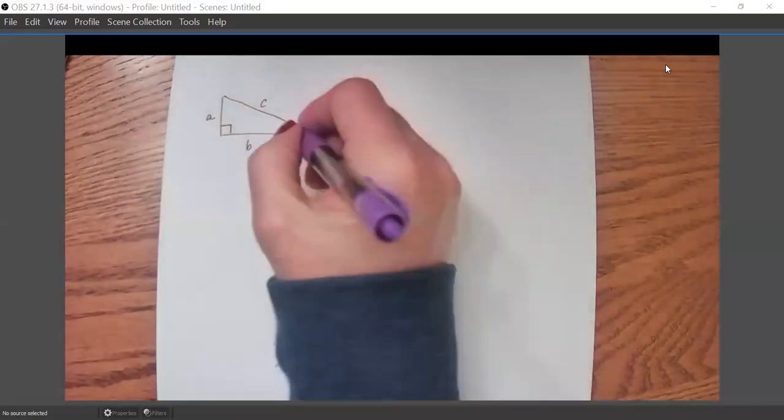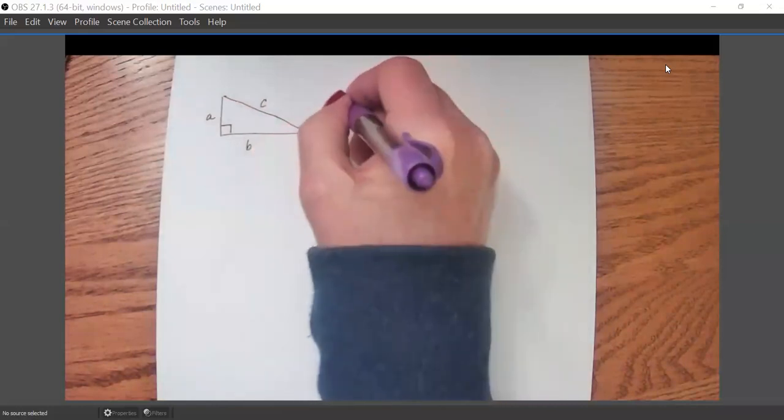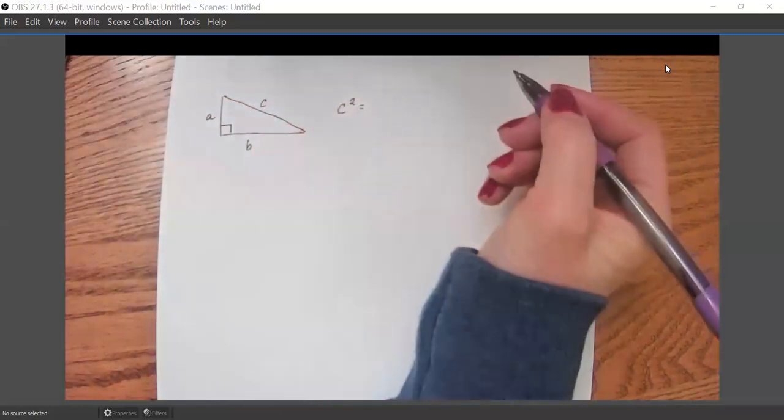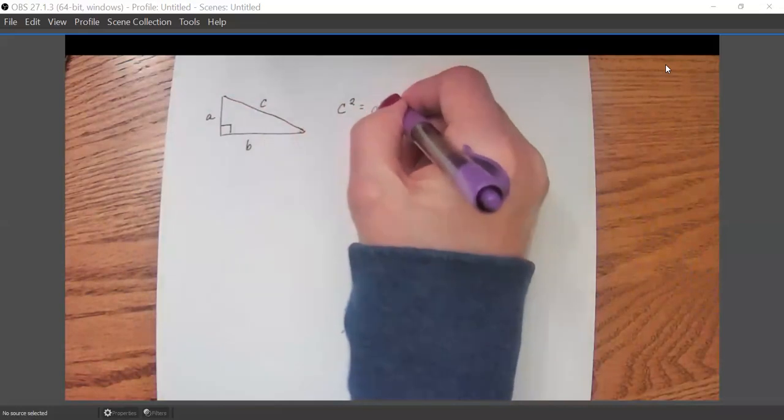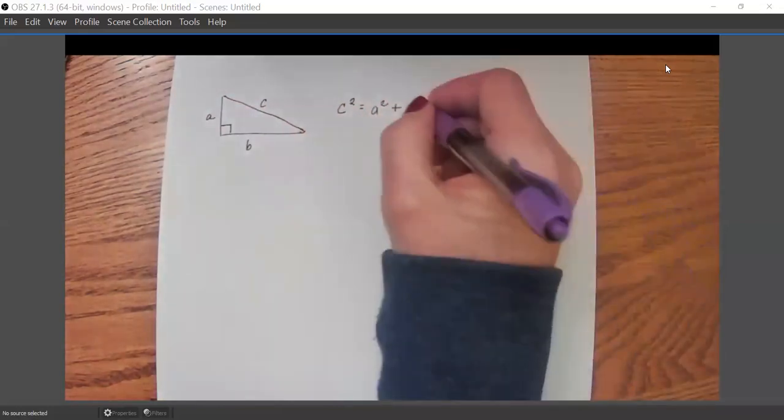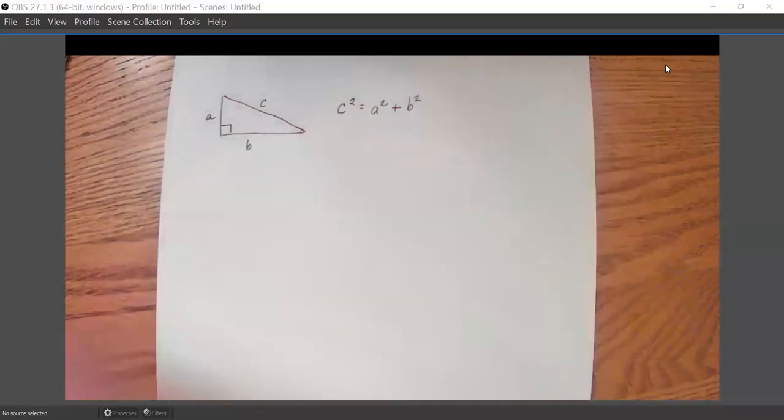The Pythagorean theorem says that the length of the hypotenuse squared is equal to the length of the first leg squared plus the length of the second leg squared.